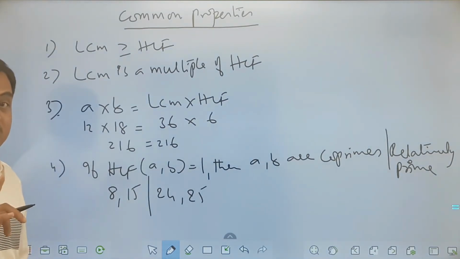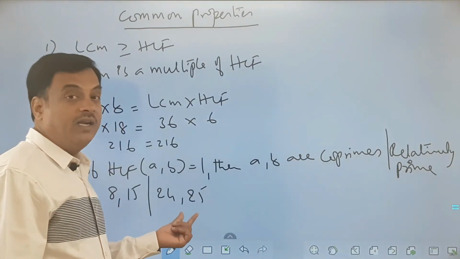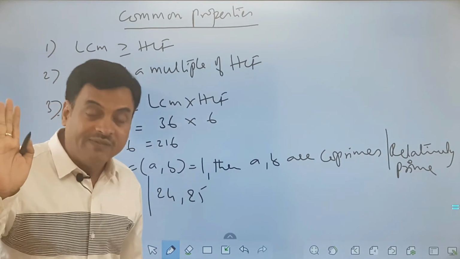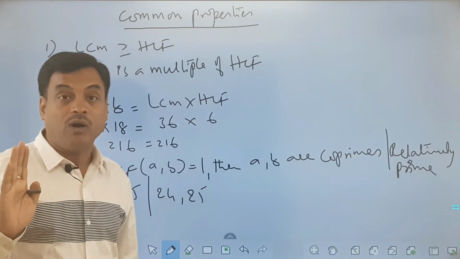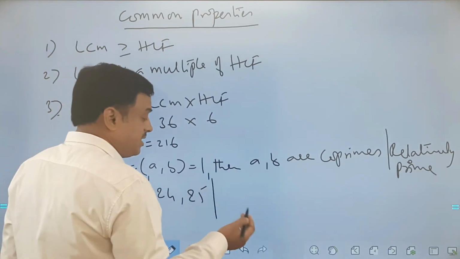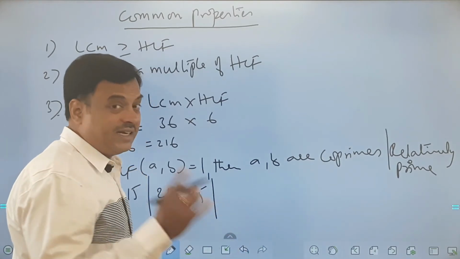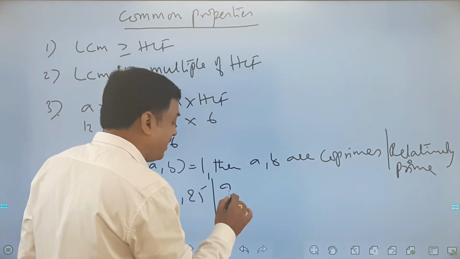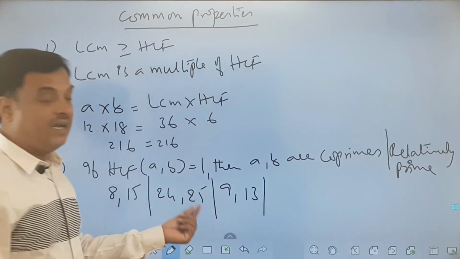So in that case, again, it is said to be HCF as 1, co-primes. Any two consecutive numbers is the best example of co-primes. Similarly, it's not necessary that I should not take a prime number. I can even take prime numbers, for example, 9 and 13.